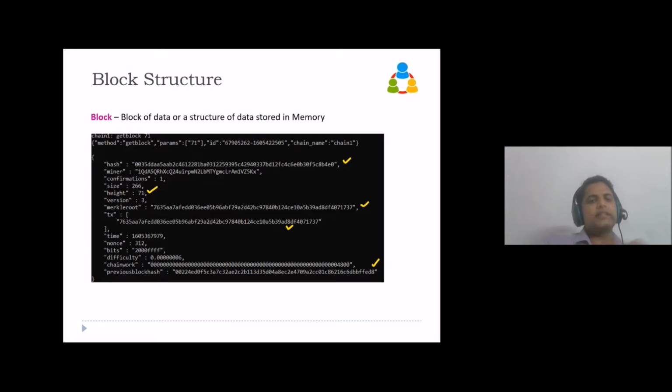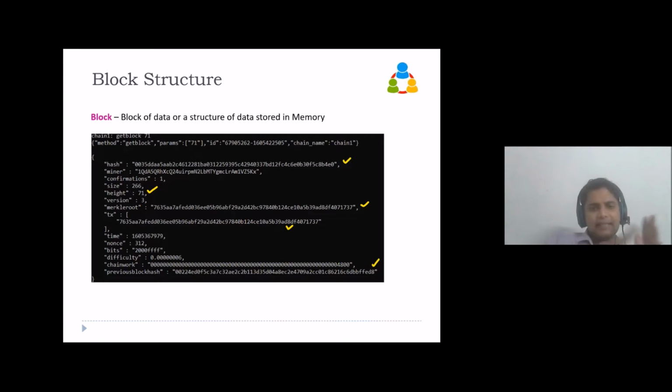and confirmations, size of the block, height, that is block number 71 is the height of the block, and then version, and then Merkle root. This is the block's root which I talked about earlier. So we saw that a block will contain several transactions, and those transactions can be combined together, concatenated. Two transactions will be concatenated together to form a branch of a tree. Those two branches can be combined again, concatenated and hashed, creating a root of that particular tree structure. So that is a Merkle root.